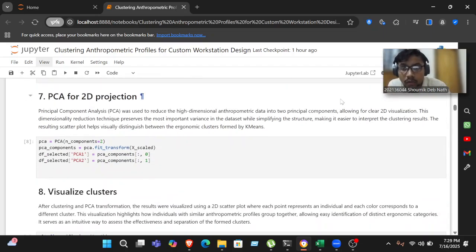So now I'm going to talk about the PCA for 2D projection. What PCA stands for is Principal Component Analysis. It has been used to reduce the high dimensional anthropometric data into two principal components, allowing for a clear 2D visualization. This dimensional reduction technique preserves the most important variance in the data set. As you can see, I have specified the PCA components, and I have written all of these in my code.